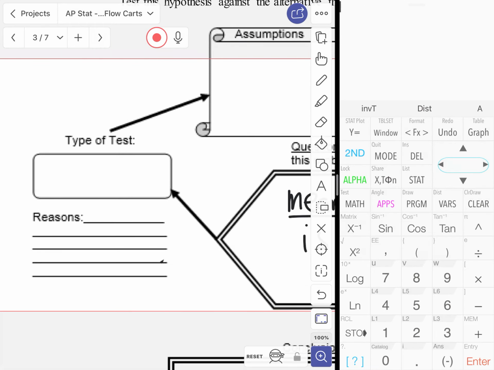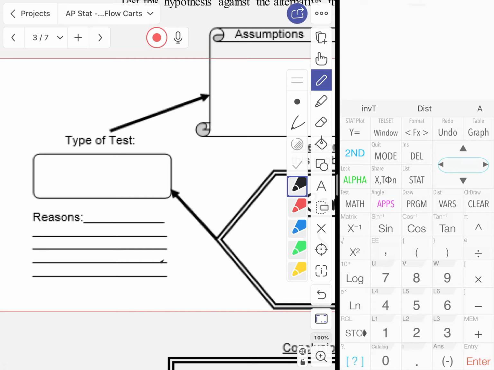Now, we might want to consider getting into the reasons before we actually make a statement of what the type of test is, but we're testing a claim about a mean. But we don't know sigma. All right, so that's going to make it a t-test.